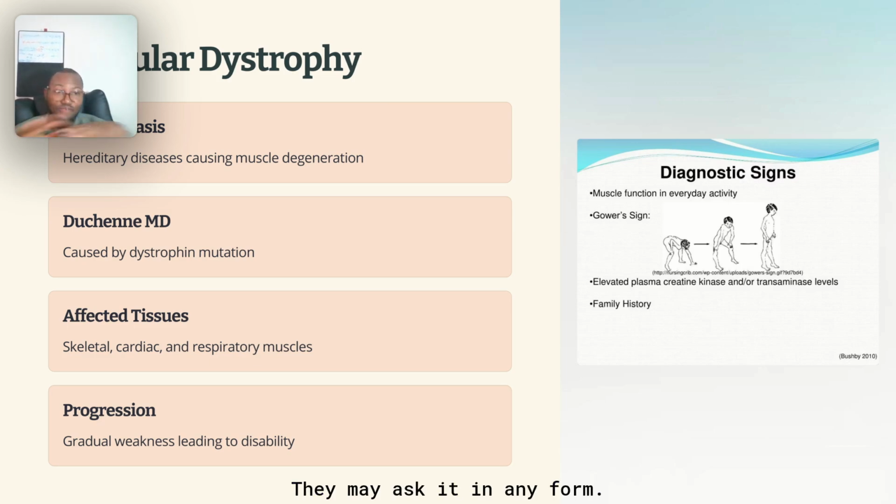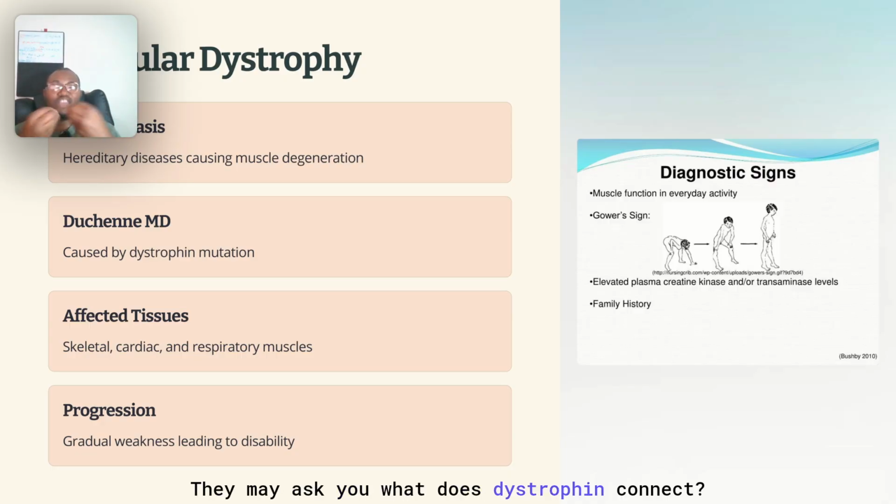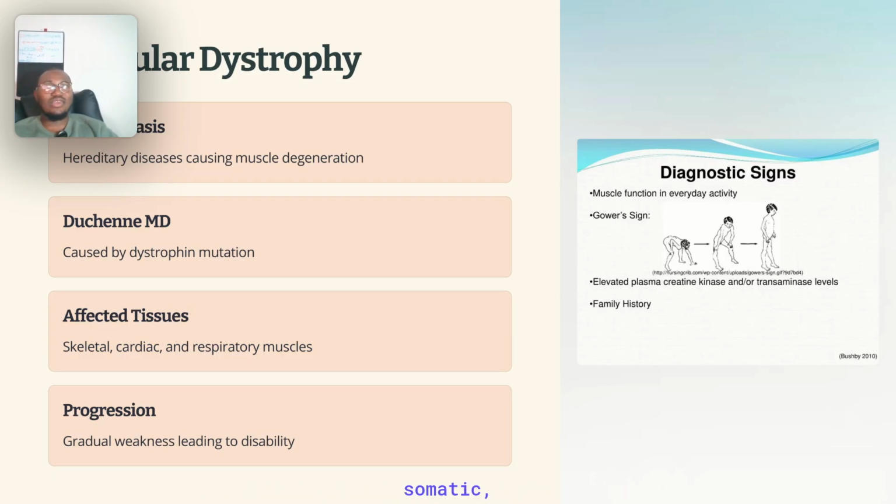They may ask it in any form. They ask you, what is dystrophin? They may ask you, what is muscular dystrophy? They may ask you, what does dystrophin connect? And that is when you tell them the outermost myofilament, that is the actin, and also the sarcolemma. And also, sometimes they may ask you how many somatic neurons stimulate one muscle fiber. It is one. One somatic motor neuron stimulates one muscle fiber.